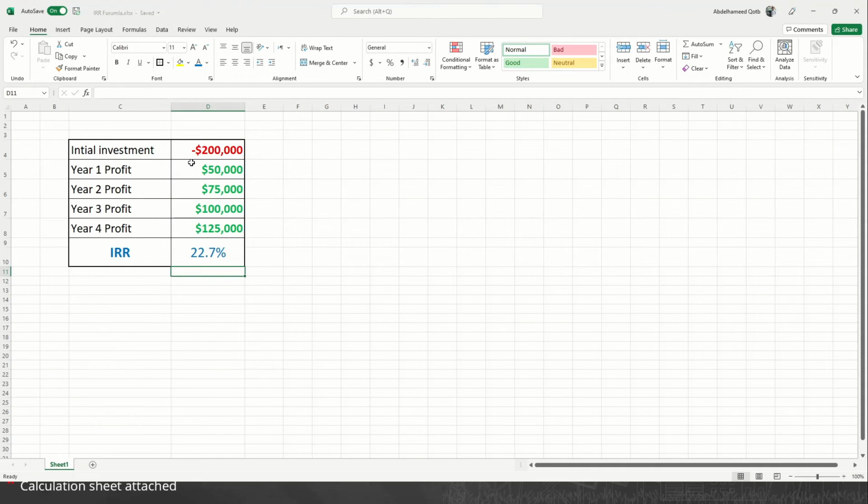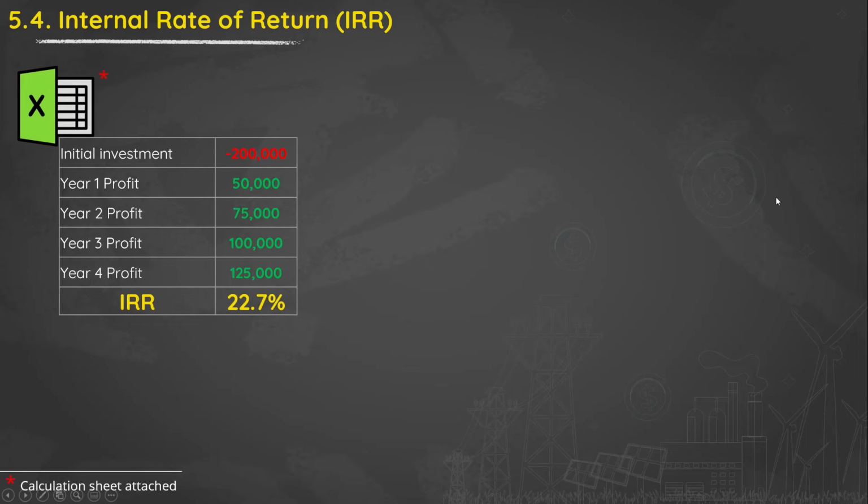It's 22.7%. We still didn't answer what is the meaning of all of that. Don't worry, just keep up with me. Back to our course. So we get 22.7%, or let's say 23% IRR. What does this value mean for us?